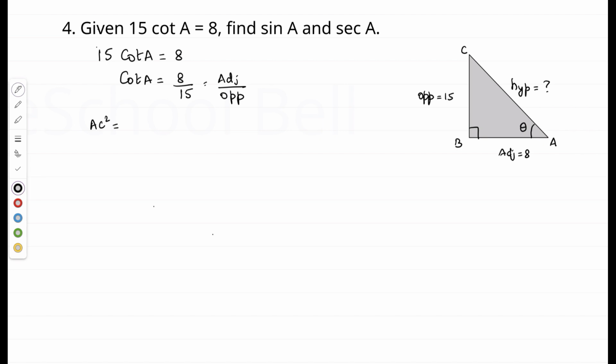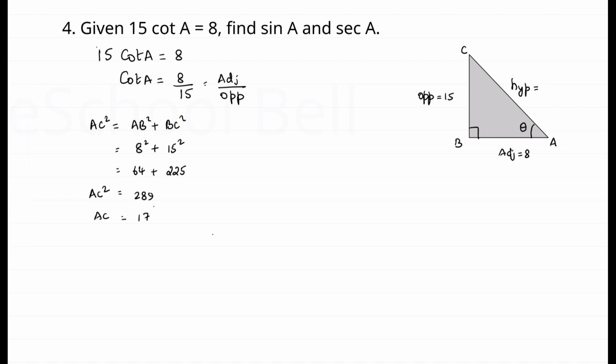AC square will be equal to AB square plus BC square. So AB square is 8 square and BC square is 15 square. That equals 64 plus 225, that equals 289 will be AC square, or AC will be equal to 17. Root of 289 is 17. So this side is 17.